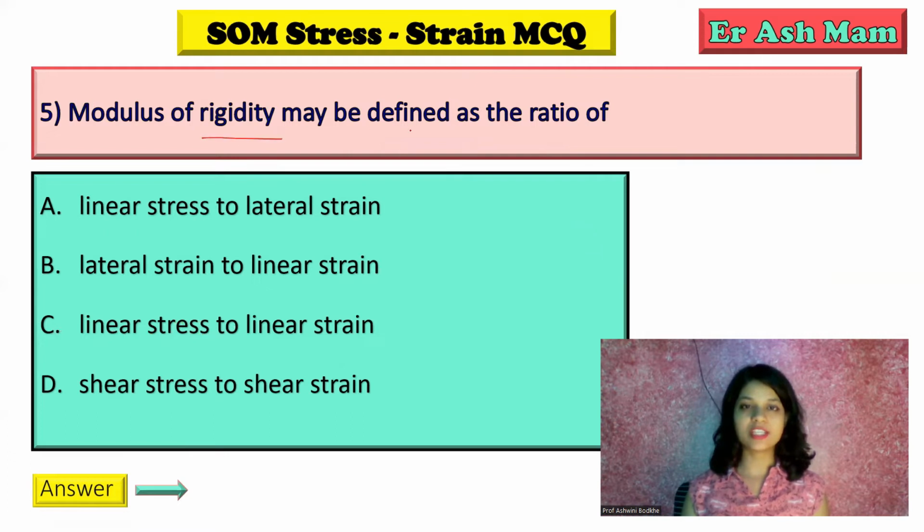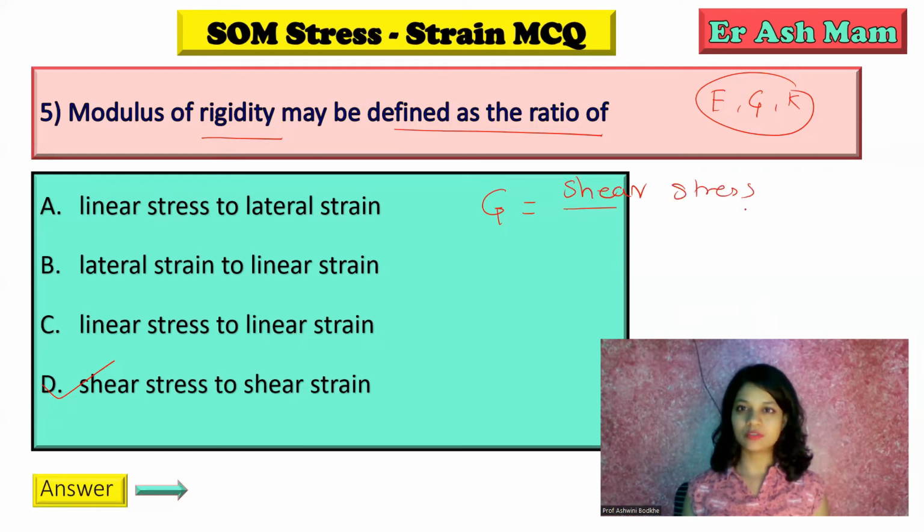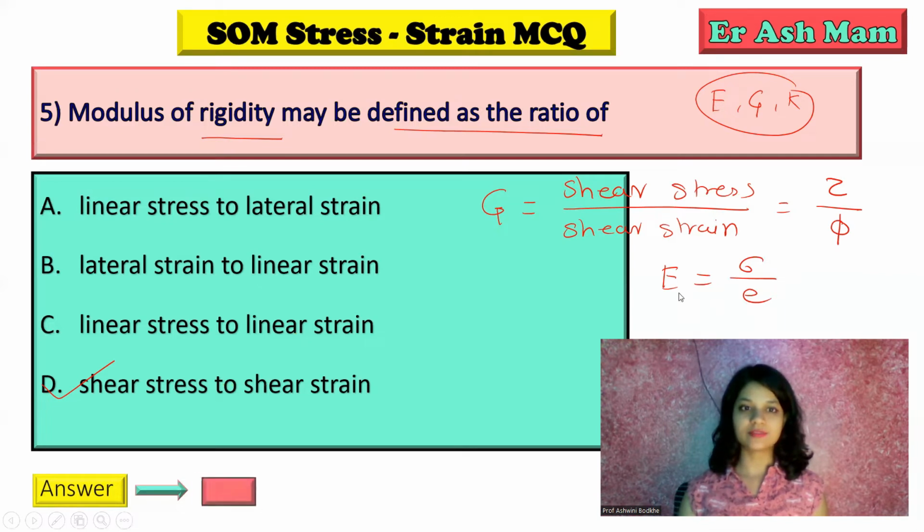Next is modulus of rigidity may be defined as the ratio of. Young's modulus, modulus of rigidity, bulk modulus. These are elastic constants. Modulus of rigidity is denoted by symbol G, which is equal to shear stress upon shear strain. Therefore, G equal to shear stress upon shear strain. And Young's modulus is linear stress upon linear strain. Therefore, answer is D.